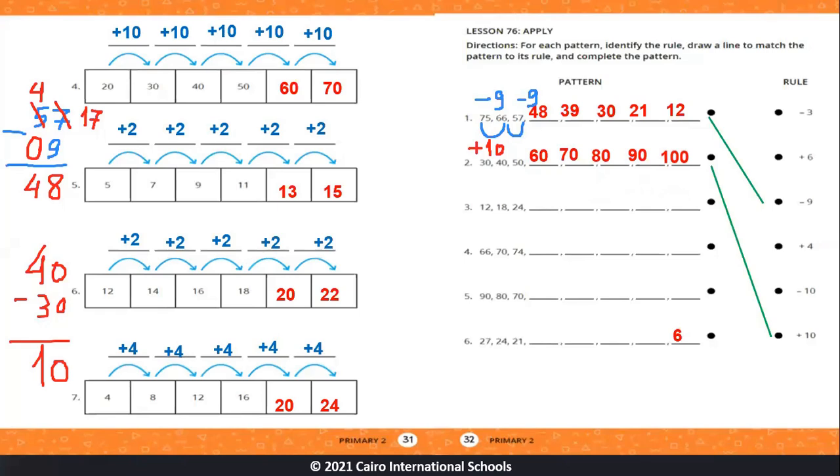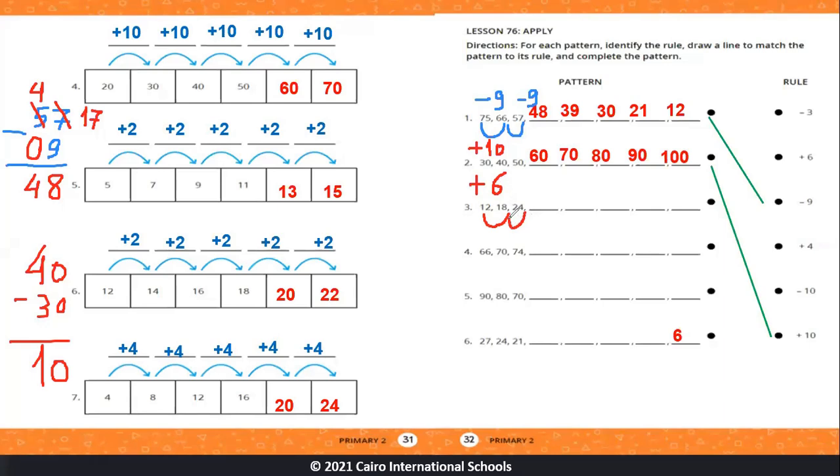Okay? The next question, 12, 18, 24. The pattern is an increasing pattern, so write plus. Plus what, Miss Nada? Subtract each two consecutive numbers. 18 minus 12. Count from small to big. After 12, 13, 14, 15, 16, 17, 18. How many fingers do we have? 6 fingers. So each time we are adding 6.